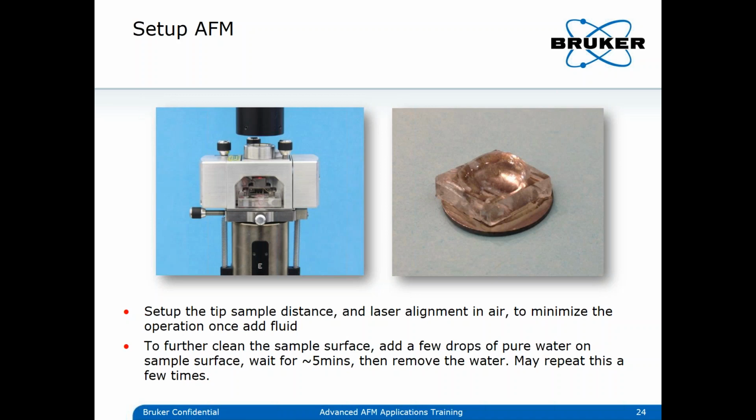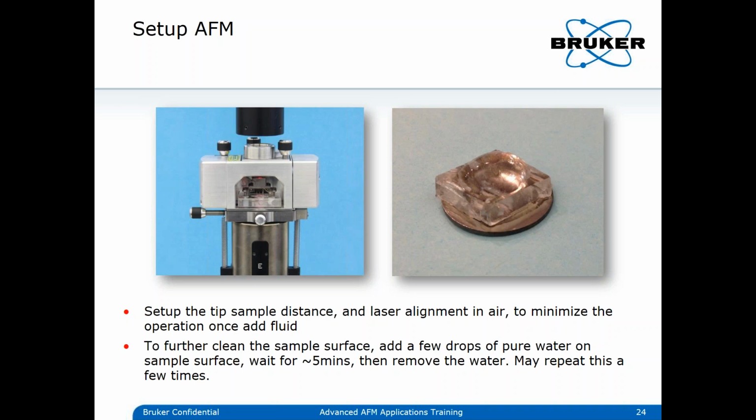For the setup for the MultiMode in this case, what I usually prefer is you would do your first approach to the surface in air without the water, if possible. In this case, if you're looking at calcite, it is possible. So you would align your laser in air, engage on the surface, withdraw once, because then you know that the MultiMode is about 20 microns away from the surface. And then you could put a droplet of water on the calcite and a droplet of water on your cantilever by turning the optical head around.